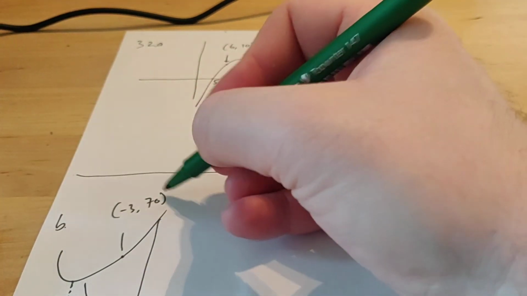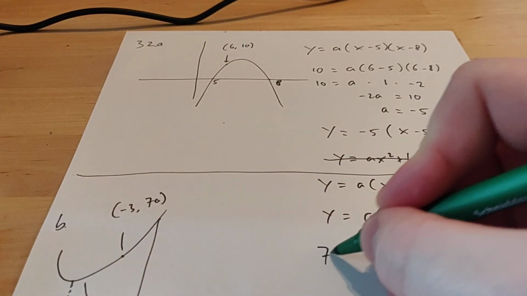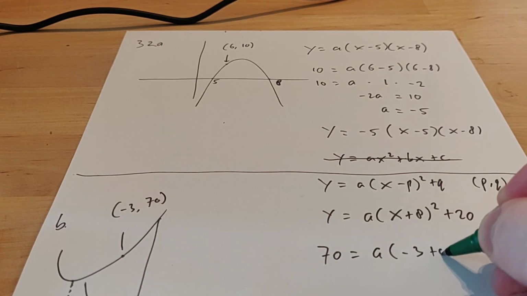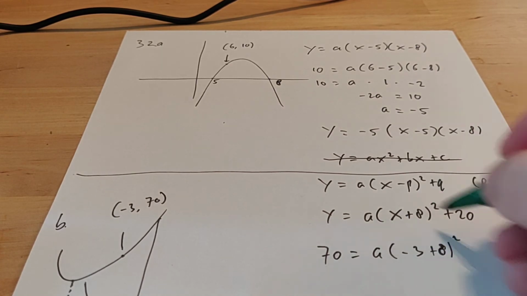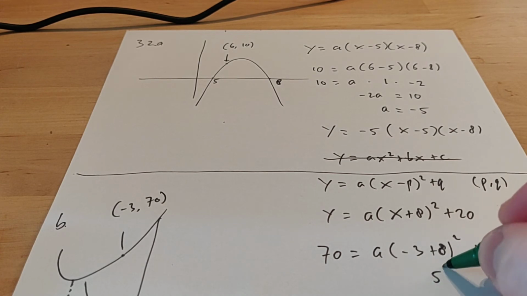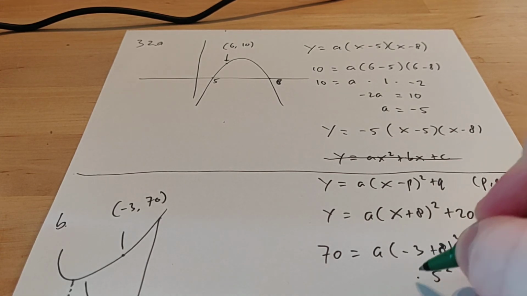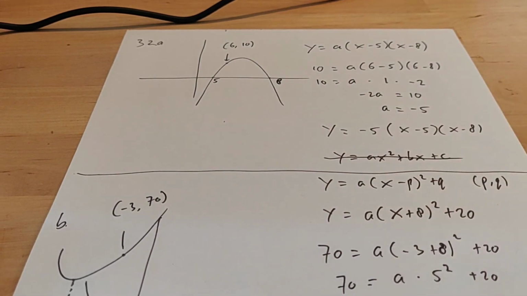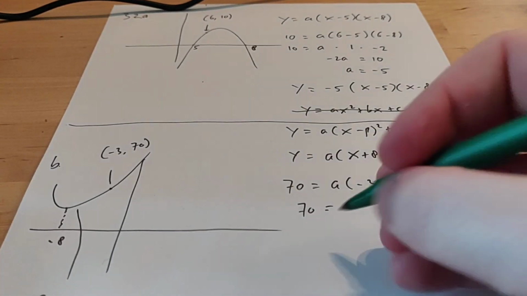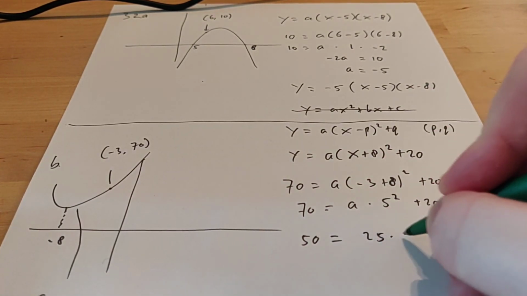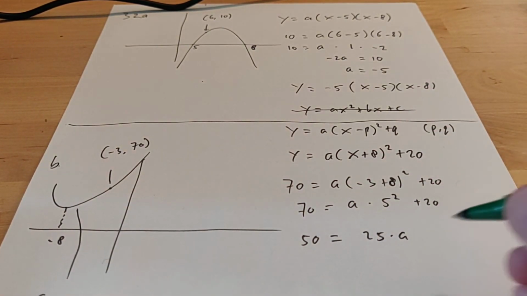But we do have that point over there, so the 70 we're going to fill in over here, and the minus 3 we're going to fill in where the x is, and then plus 20. So first, minus 3 plus 8 is 5, so 5 squared times a plus 20 equals 70. Then I'm going to remove the 20 on both sides, so here we have 50. And I'm also going to work that out. That's 25 times a. So if you divide this by 25, you know that a is 2.